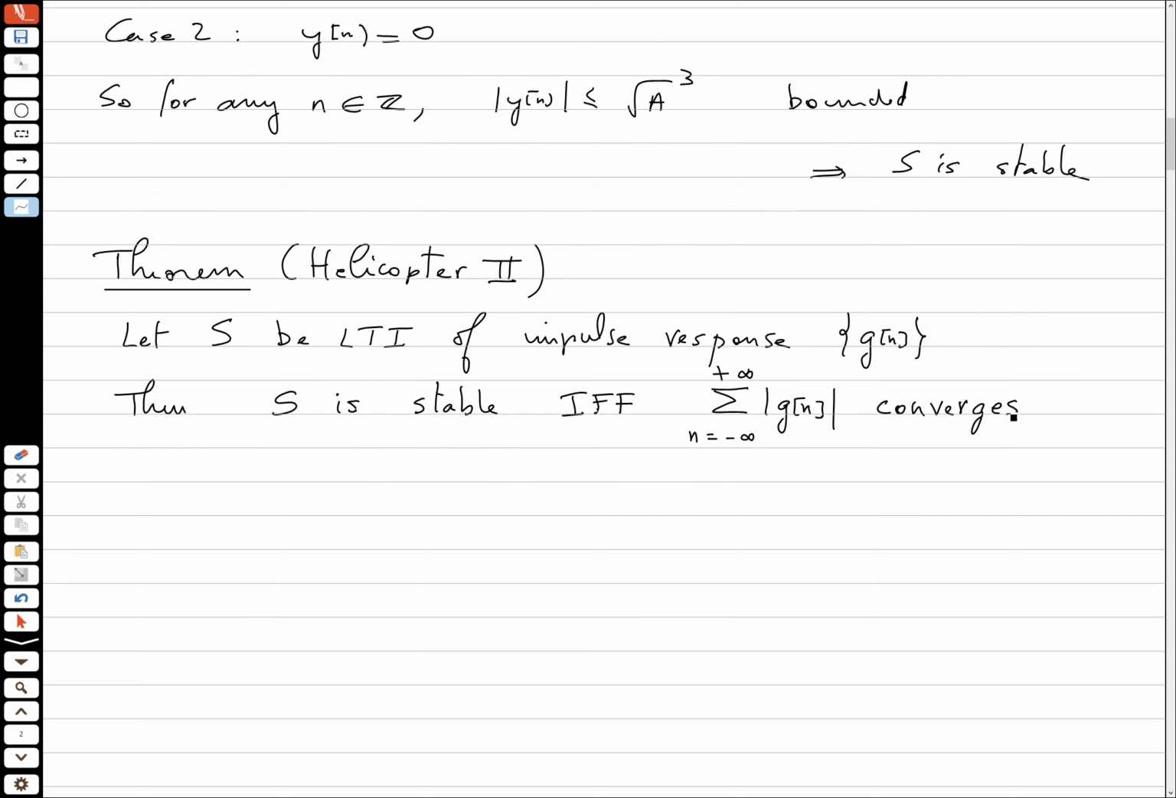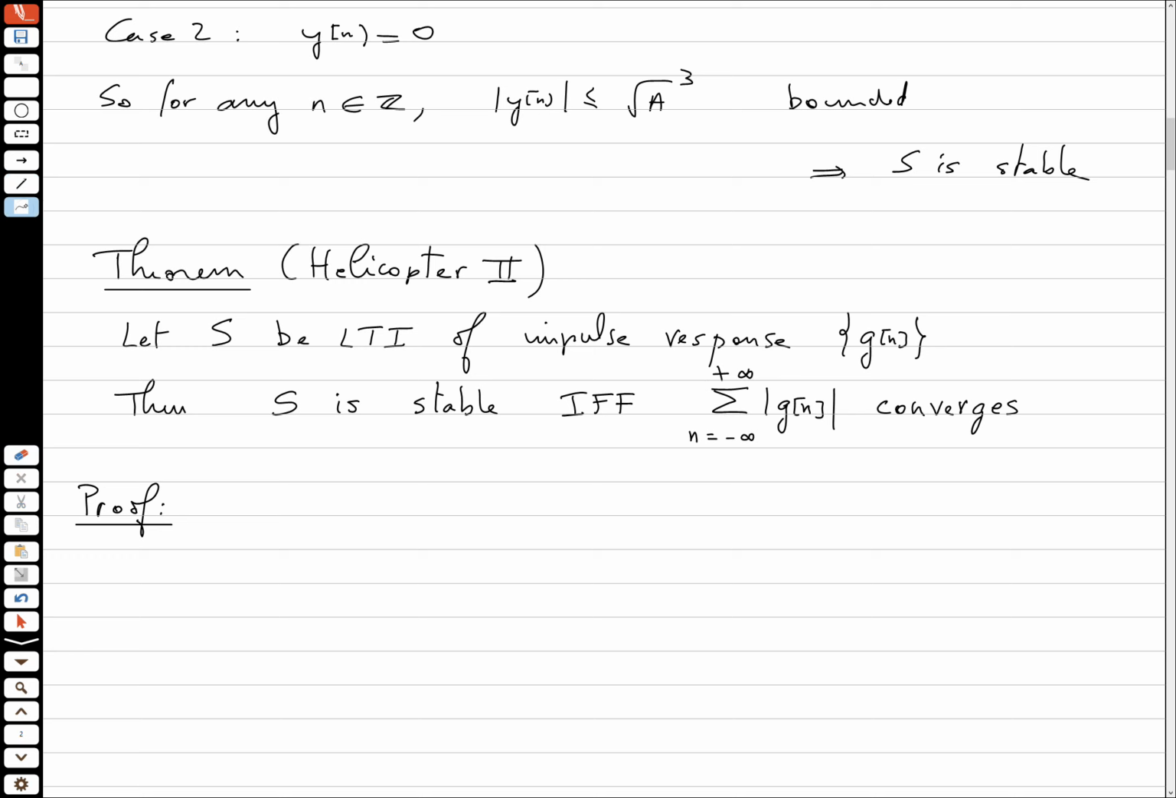So you know what that means, converging. Okay, it has a limit. In fact, if it has a limit, this is equal to the limit. This is the sum. This is the limit. All right. So helicopter 2 states this, but I'm going to show you why this is true.